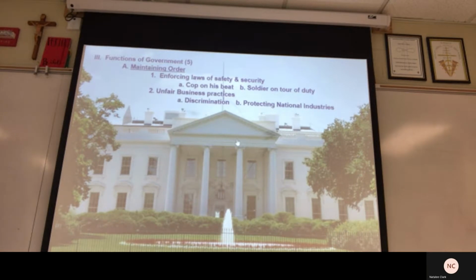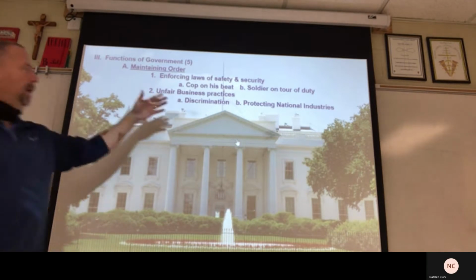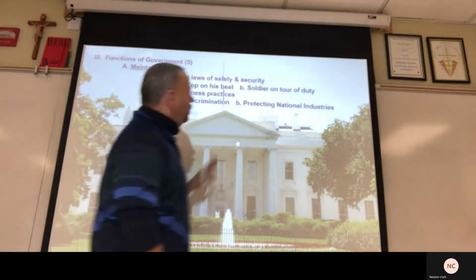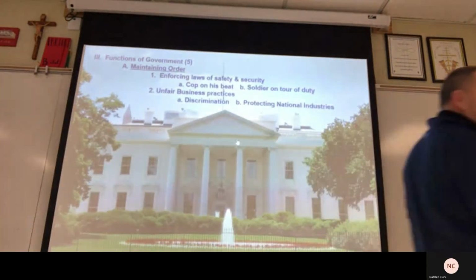Okay. Yeah, this is an important function of government, maintaining order. Okay, so enforcing laws, safety and security. So whether it be a police officer on their beat, a soldier on a tour of duty, maintaining order when it comes to unfair business practices, protecting national industries, and so forth.